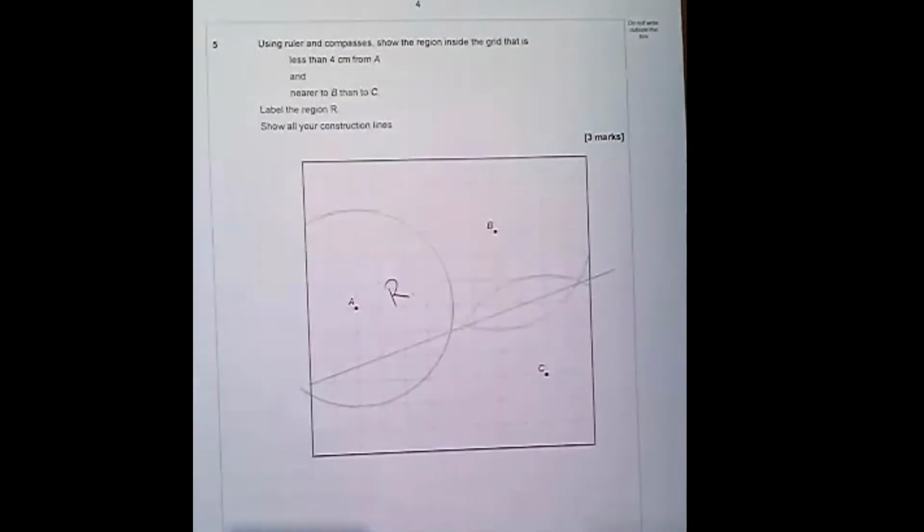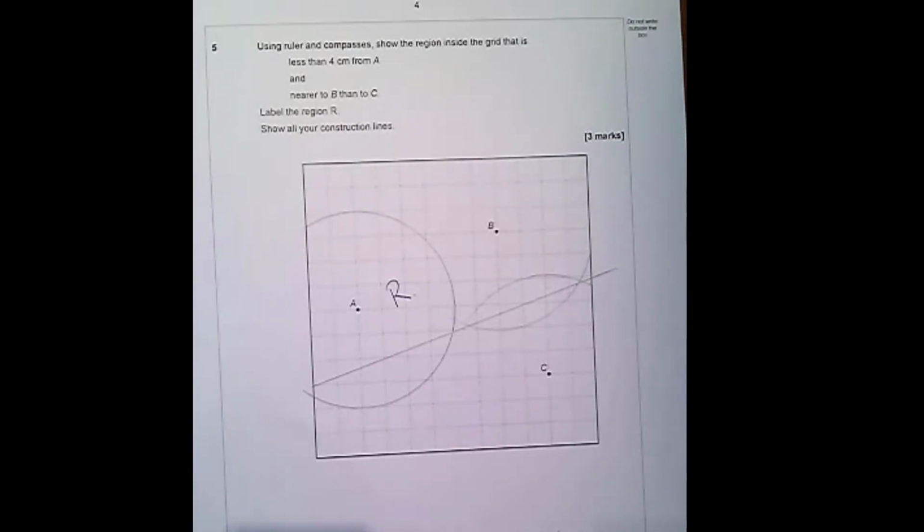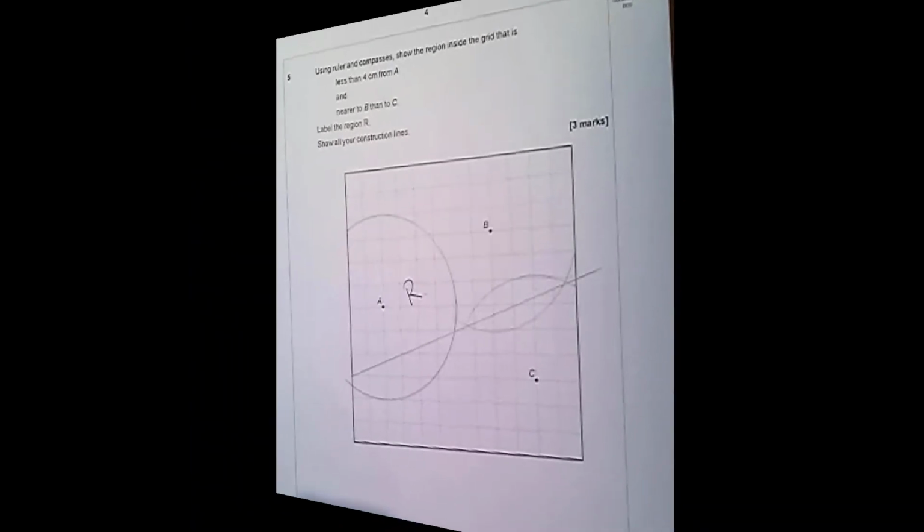Now don't forget to do this bit. They will steal a mark off you if you forget. Okay, R. That's the region. So it's less than 4 centimeters from A and it's closer to B than to C. Okay, we're done.